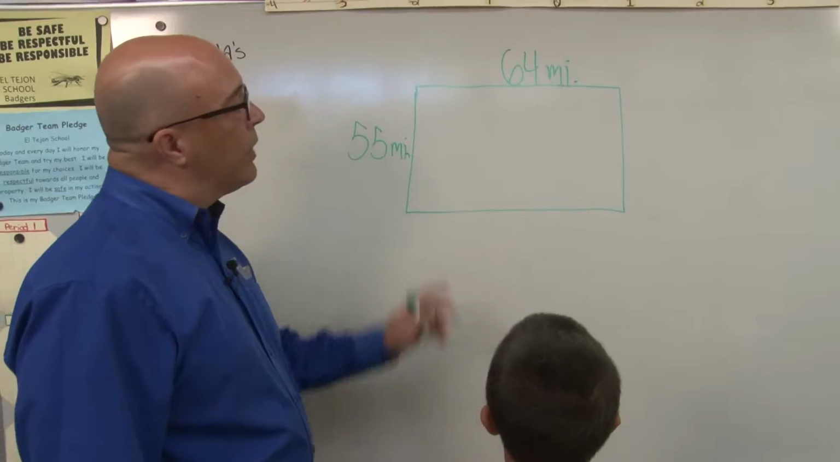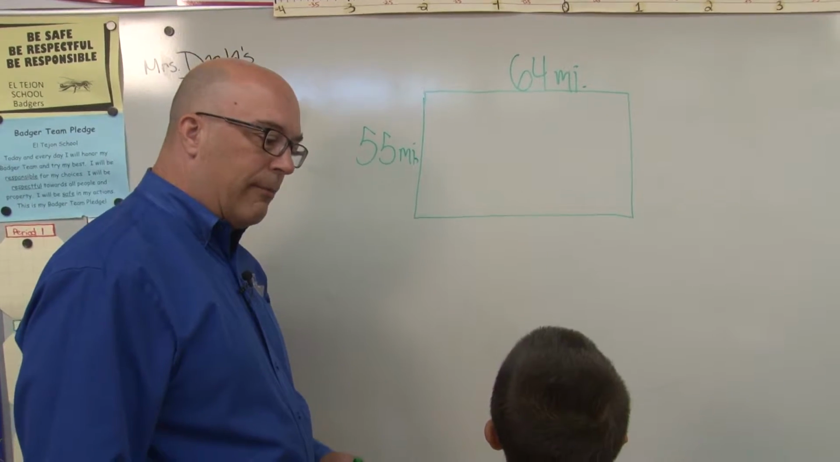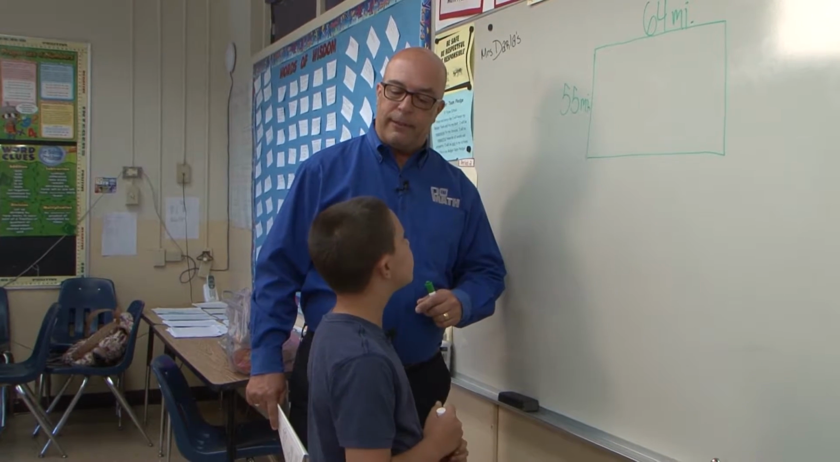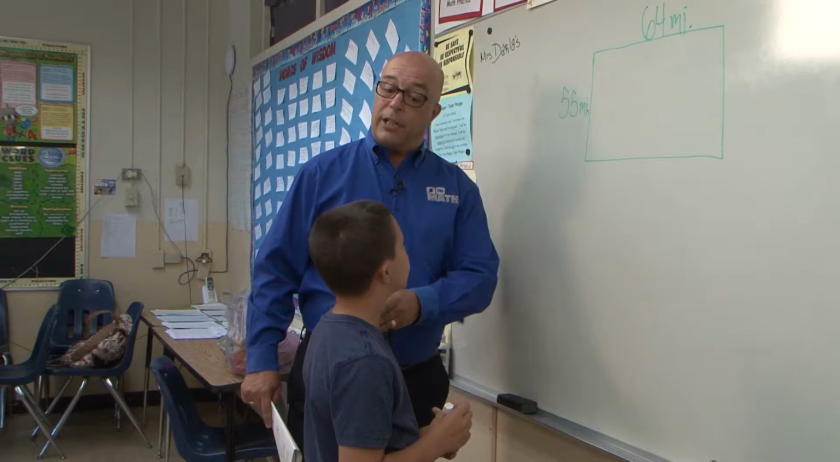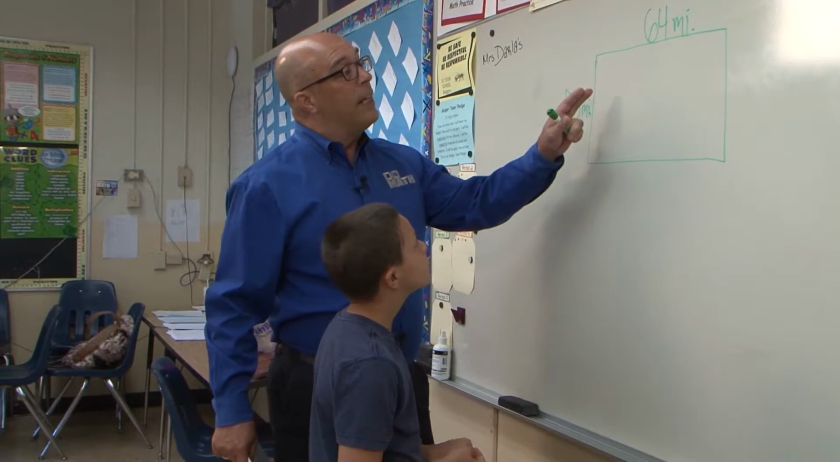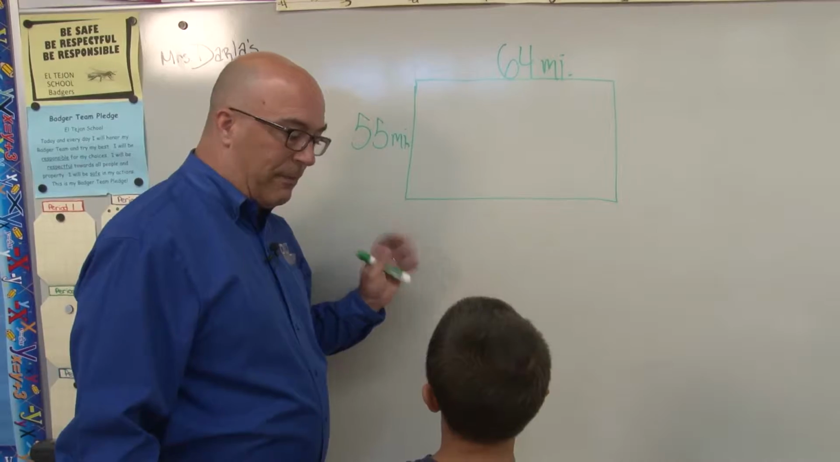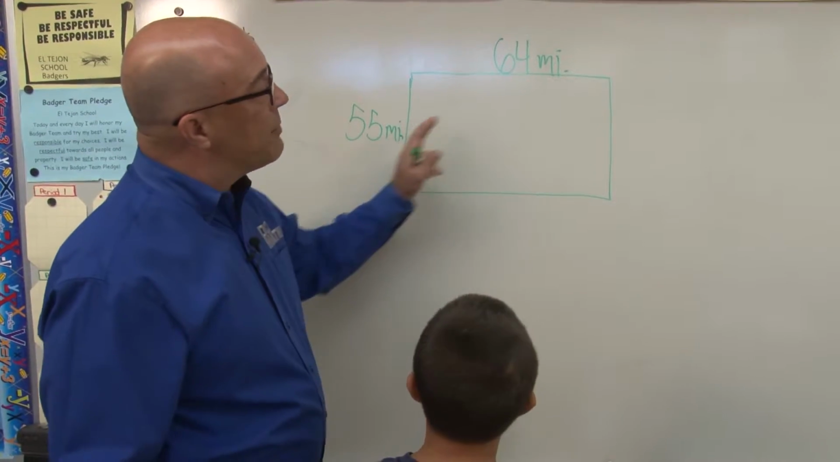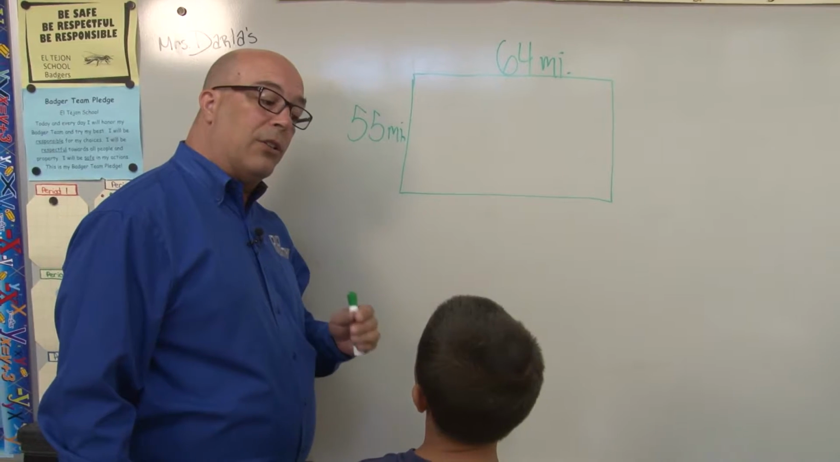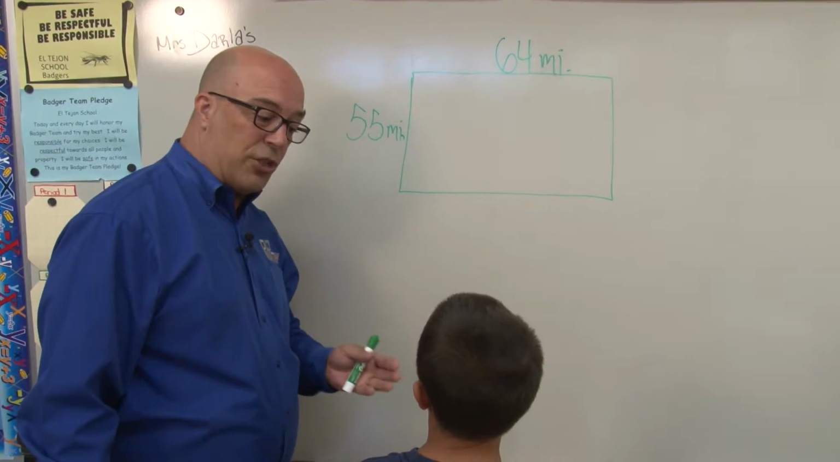Mm-hmm. We're going to do a problem with a national park, Yellowstone National Park. Have you ever been there? No. A beautiful spot, much like El Tejon is here. Anyway, Yellowstone National Park is basically the shape of a rectangle, and it measures 55 miles by 64 miles. And what we'd like to do is find out the area of that national park.